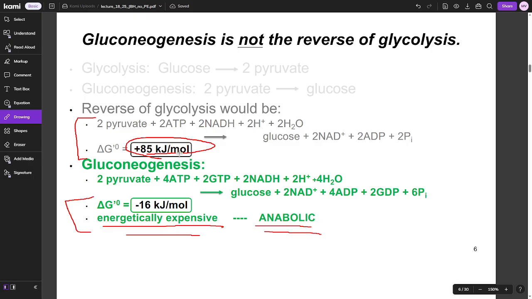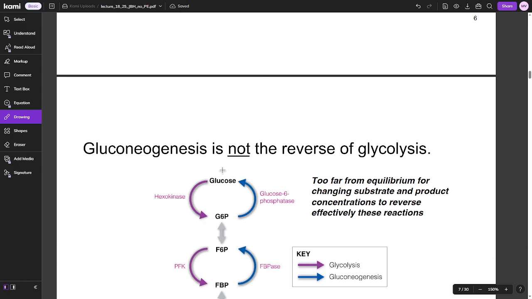And you can say it's energetically expensive because if you look at the reverse of glycolysis, this only uses 2 ATP, but gluconeogenesis uses 4 ATP and 2 GTP. So basically 6 ATP equivalents. So 3 times the amount of ATP energy in comparison to just the reverse of glycolysis, right? That's how you actually get this. It's the way that you're able to get these negative delta G values, because we're using 6 ATP molecules to drive favorability.